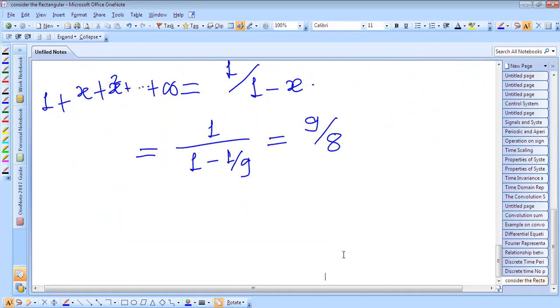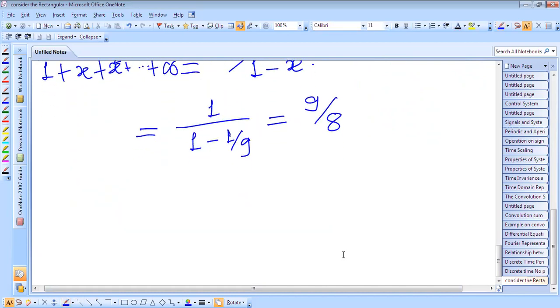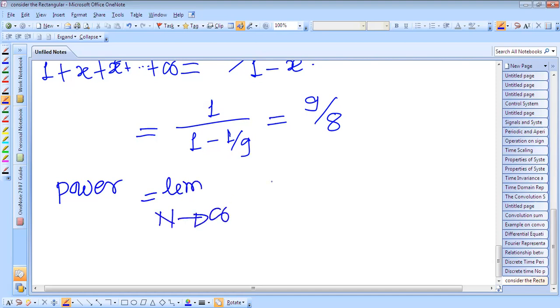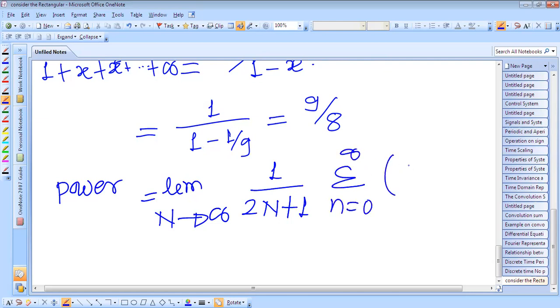So here the energy of this signal is 9/8. Okay, now let us find the power of this signal. Power of this signal is limit N tends to infinity of 1 over 2N plus 1, summation n equal to 0 to N. Again, this is 1/9 raised to power n.